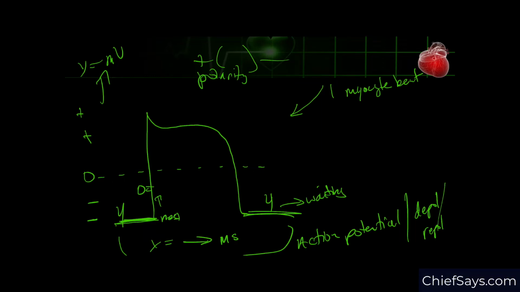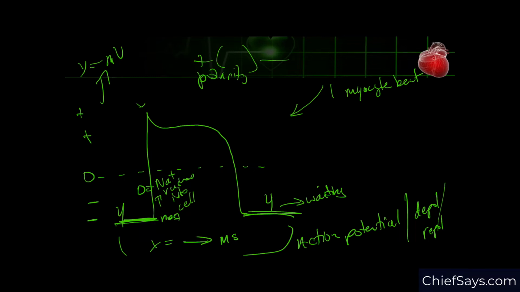During phase 0, we're going to have a rapid uprise of electricity as energy rushes into the cell. And that energy is going to be in the form of sodium ions. Sodium rushes into the cell. So as sodium rushes into this muscle cell, the inside of the cell now becomes very positive.